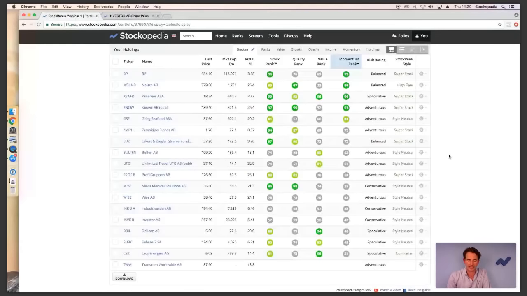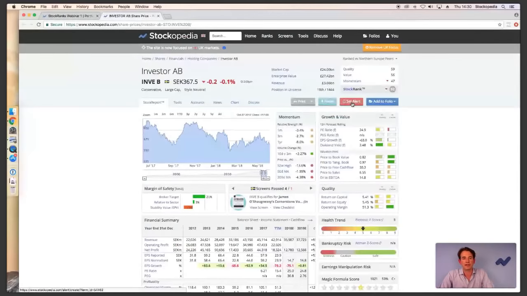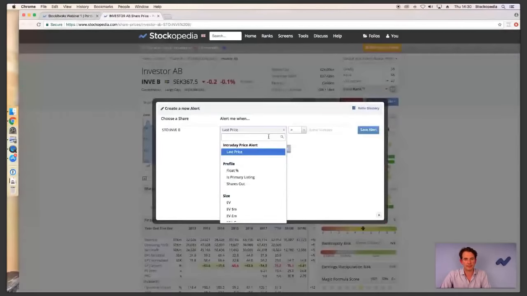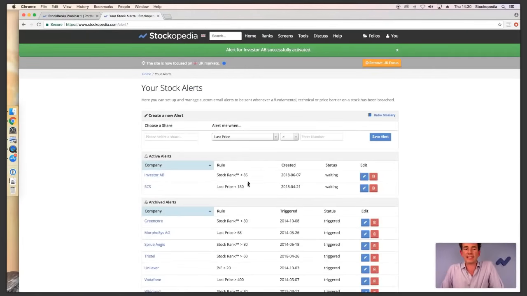And also you can set an alert for the same thing from any stock report by clicking the Set Alert button. Once again, there we go. That's a stock rank. You can set an alert, for example, stock rank less than, let's say, 85, and save the alert, and you will get an email and notification when that happens. That can be a very useful way of, for example, rebalancing a portfolio only on a specific stock rank decrease, etc.